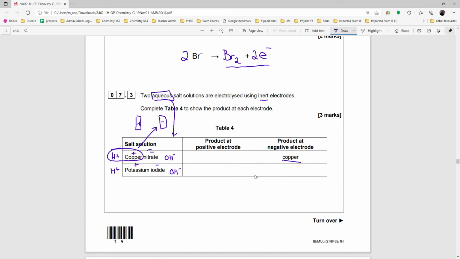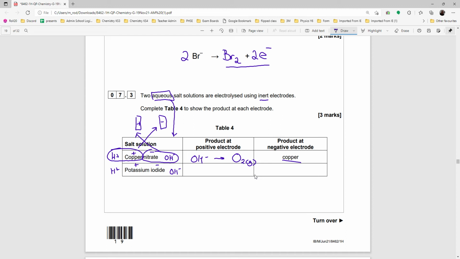At the positive electrode, the two negative ions will go. And as they get there, the least reactive will be removed. Now, this is going to be hydroxide, but the only problem with hydroxide is it will actually be removed as oxygen gas. I'll actually write the word oxygen instead.